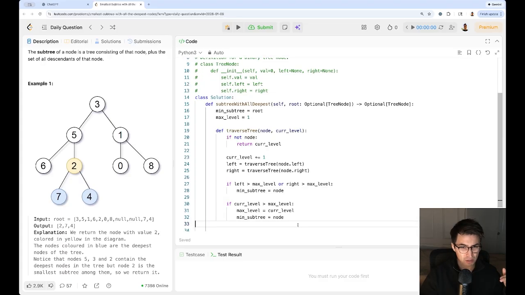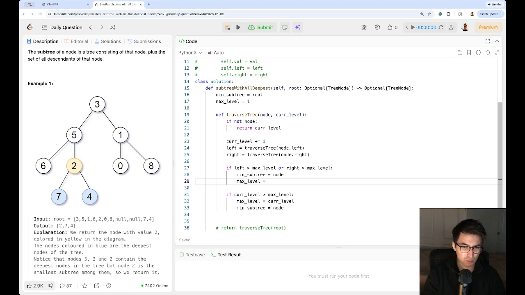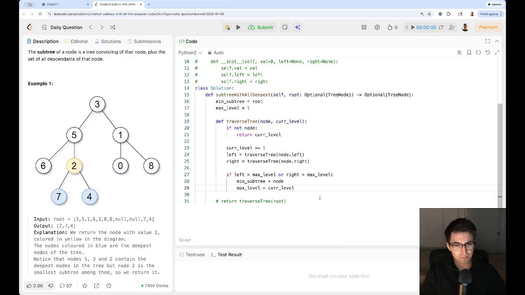And current level is just being sent to left and to right, so we can remove this. And we also need to say max level equals the current level. Well, we'll say max level equals the max between left and right, because left could be 2, right could be 10, for example.